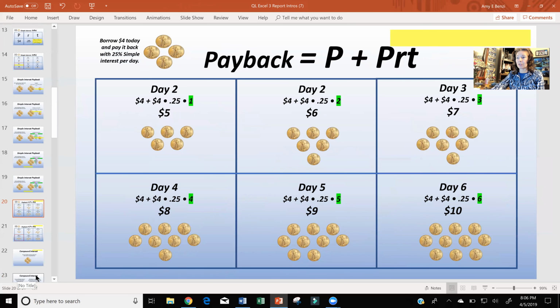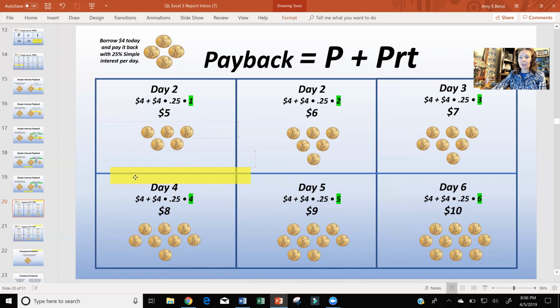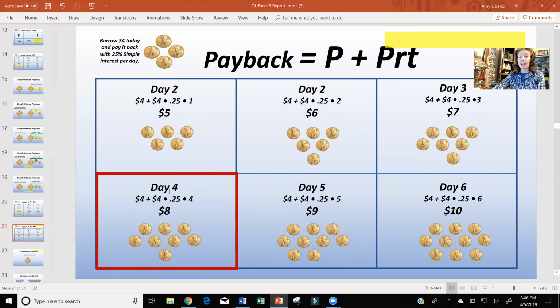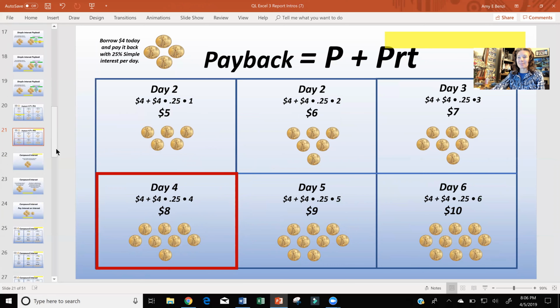We can put this into a nice chart, and here we can see that our payback is going to be, for the first day, $1 extra, so a total of $5. My second day I pay back $6, $7, $8. So if you look here, you can see that on the 4th day we are actually paid back twice as much as we borrowed. So you want to be careful with interest.